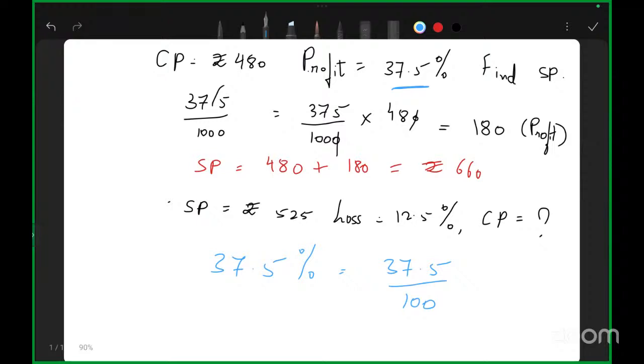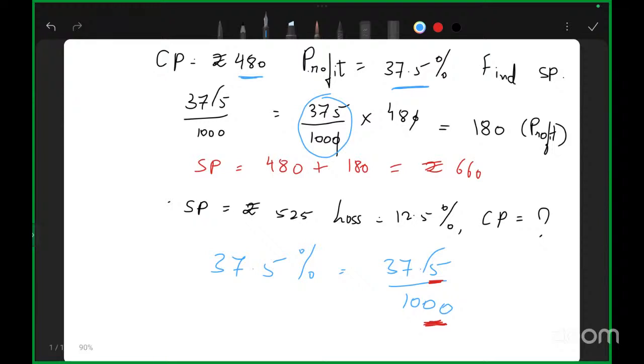Then I told you that to remove this decimal, you will count how many numbers are there after the decimal, and that many zeros you will put in the denominator. So we can see that there is 1 digit after the decimal, so 1 zero I will put in the denominator. That is what I have done in this step. I have written 375, removing the decimal, upon 1000 multiplied by 480.